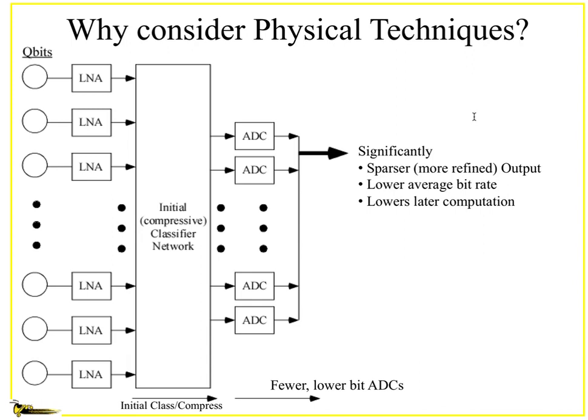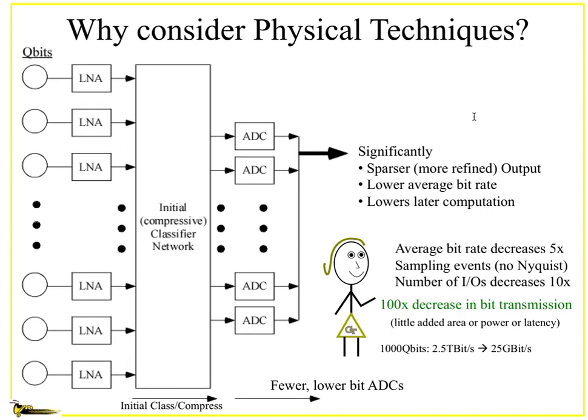And so you go, well, what happens when I do this? Well, if I take this structure and have a bunch of ADCs locally, the ADCs can be significantly lower in terms of the bit rate. I can get a lower complexity there and so forth. And what you might imagine is, say the average bit rate goes down by 5x, and with the sampling events, I don't need to worry about the Nyquist part of it, so that changes it. Number of IOs, just say, decreases by 10x, which is a fairly conservative number, and you get a 100x decrease.